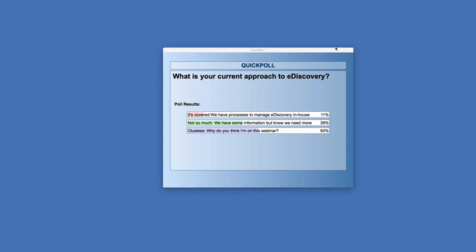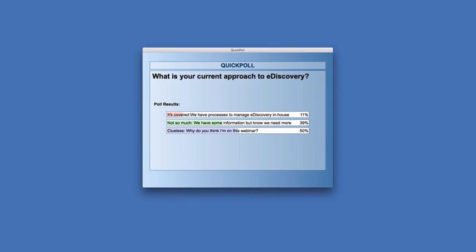And our results. Okay, so what is your current approach to eDiscovery? 11% said it's covered. We have these processes to manage eDiscovery in-house. 39% said not so much. We have some information, but we need to know more. And then our majority, 50%, said clueless. Why do you think I'm on this webinar? Is that any surprise to you, Kelly? No.